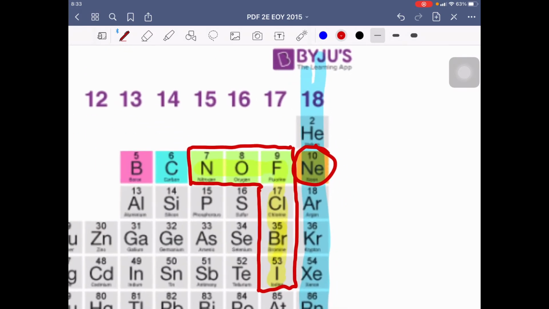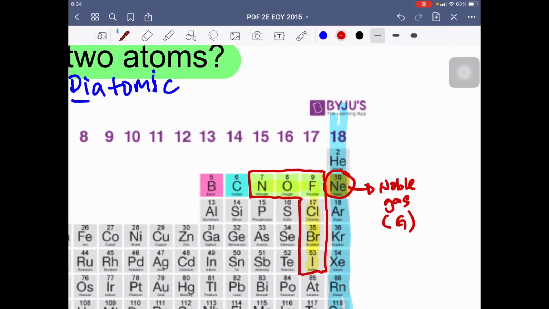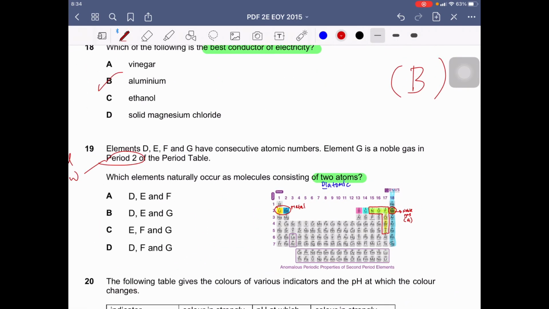So this is a noble gas, which in this case must be G. If this is G, then this must be N, O, F. This one is my neon. So G is done. That means my D, E, F has to be N, O, F. So which elements naturally occur as molecules consisting of 2 atoms? Therefore, it must be these 3 elements, which is D, E, F. So the answer will be A.